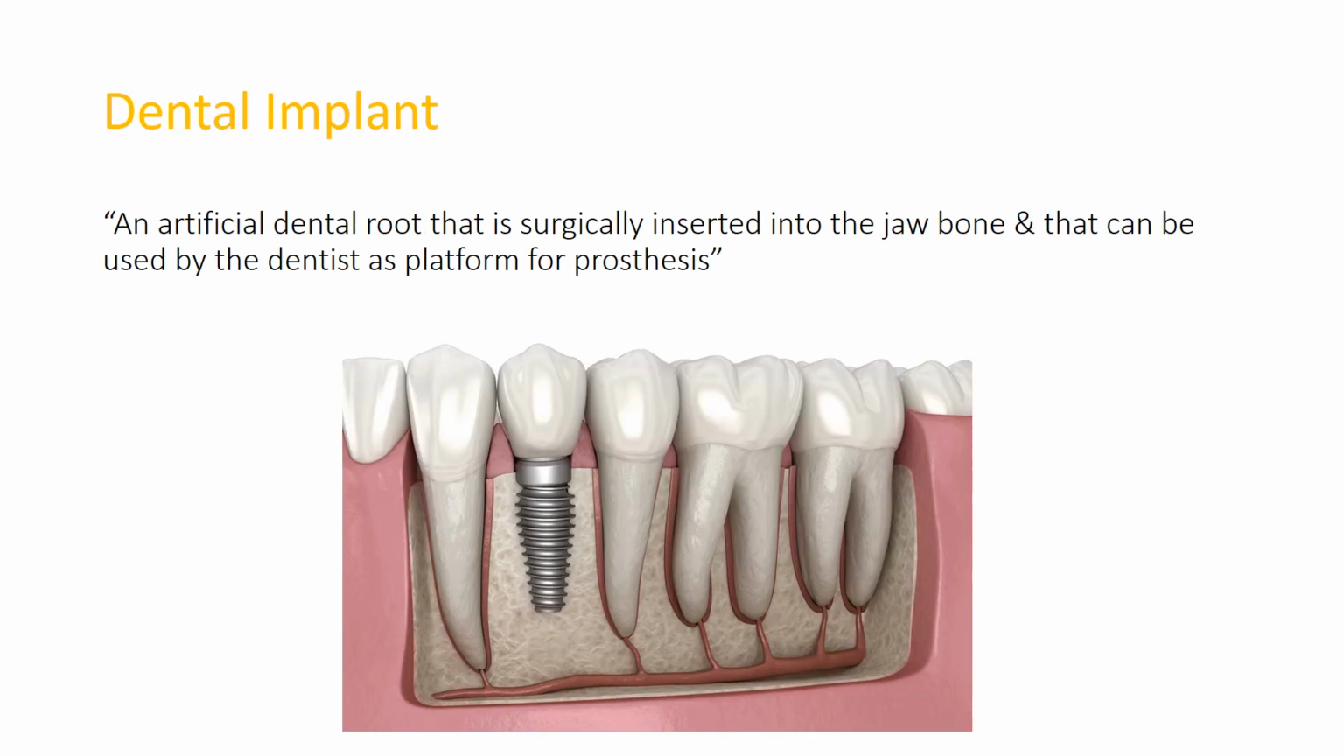A dental implant is an artificial dental root that is surgically inserted into the jawbone and that can be used by dentists as a platform for prosthesis. So here in the picture you can see a dental implant. This is a root form dental implant, and for additional information, this is a bone level implant that is placed in the bone or the edentulous area, mimicking the root of the missing teeth.